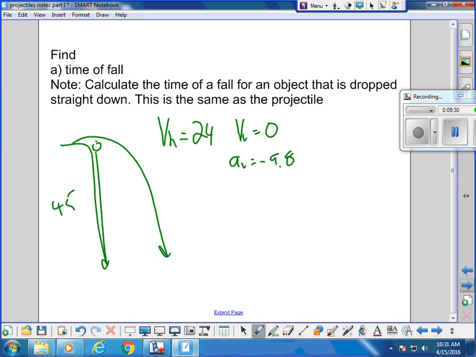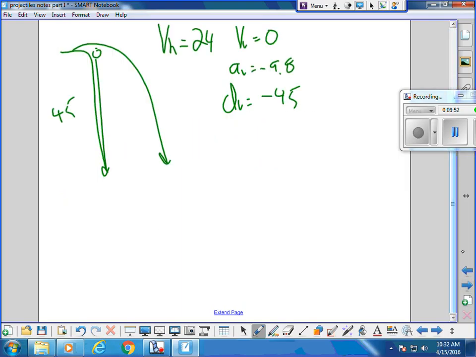The vertical distance is minus 45. Does it have to be minus? It should be because it's down, and that's going to match the acceleration, which is down. Okay? So we are solving for t. What formula do I have that has d, v, i, a, and t in it? There's only one. D equals v_i t plus 1/2 a t squared. The d is minus 45.